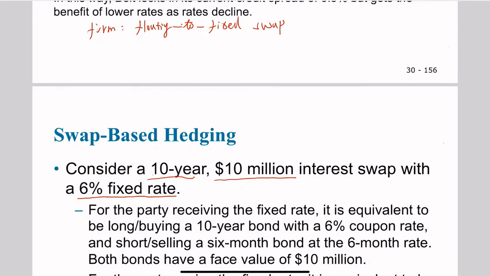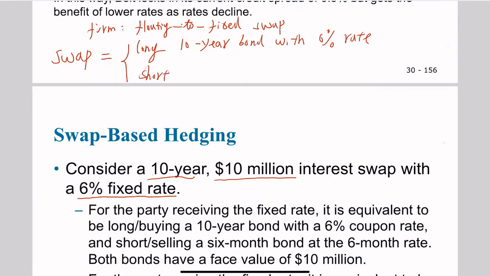And the claim here is we want to say that this swap is equivalent to a long position in a 10-year bond with 6% fixed rate and a short position in the 6-month bond with this 6-month market interest rate.